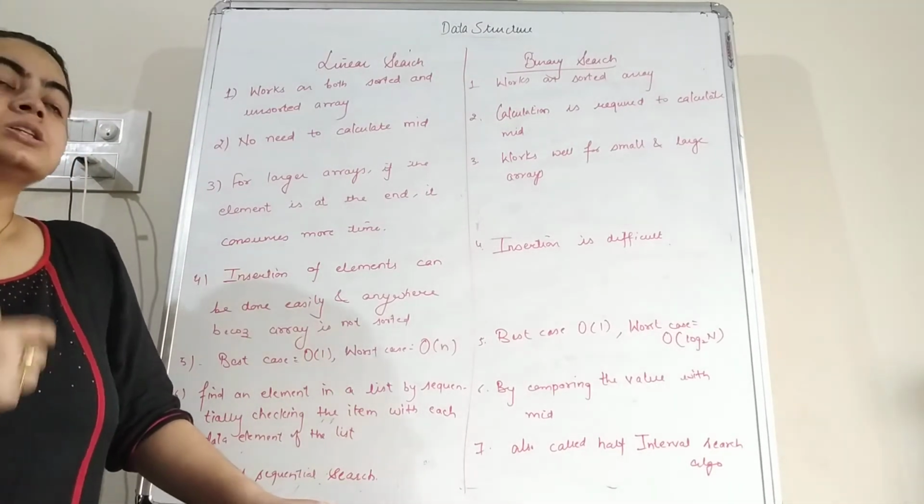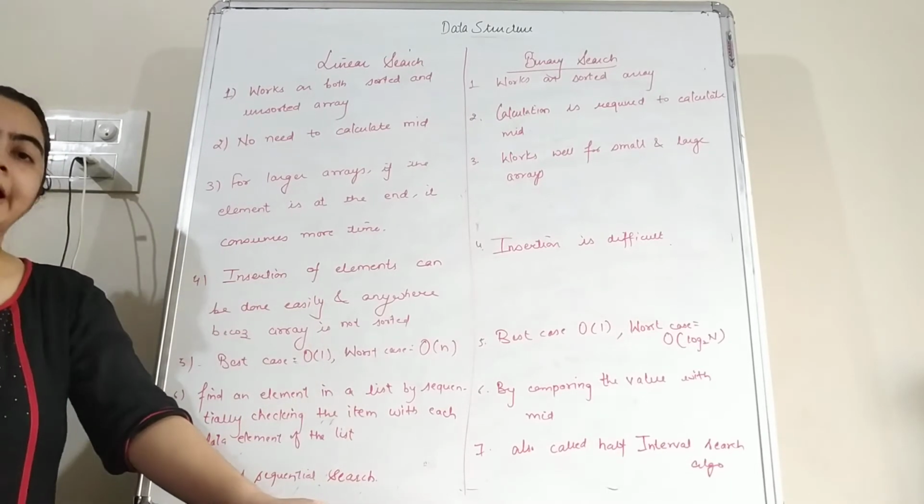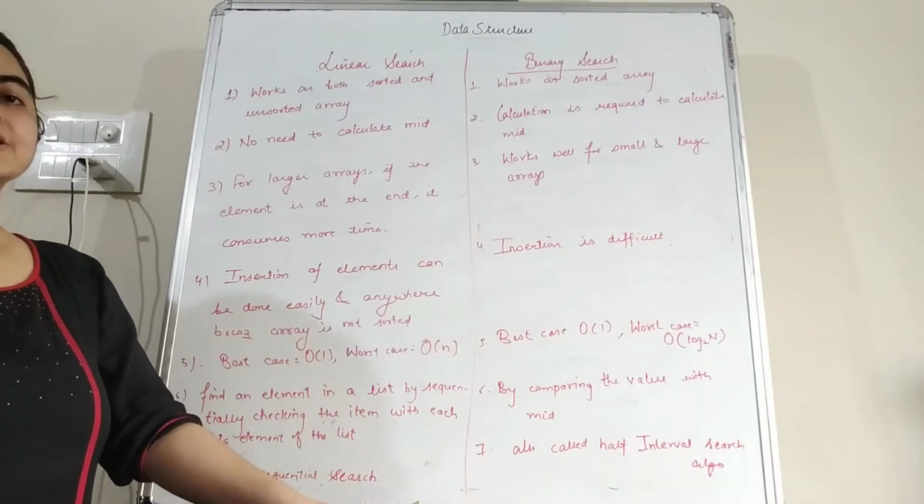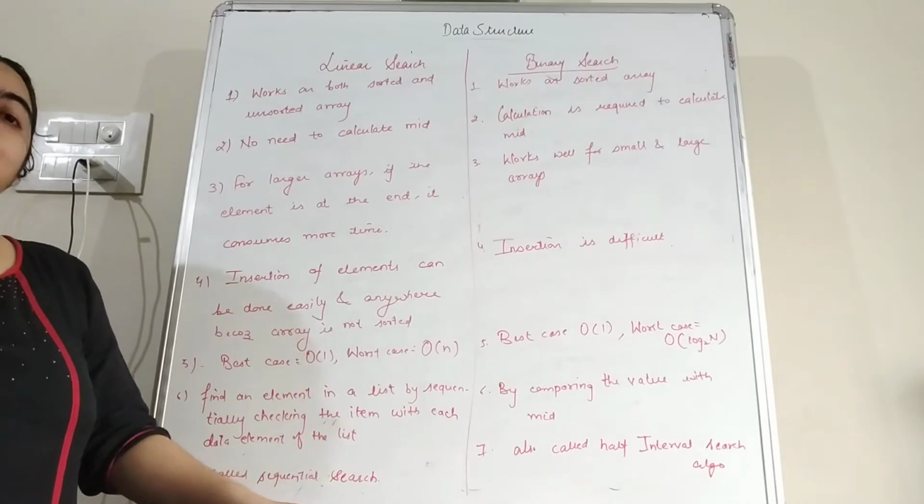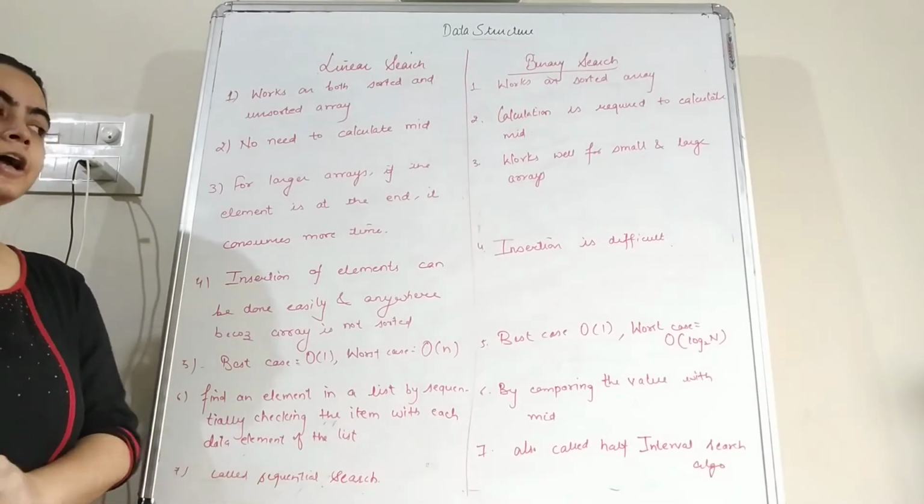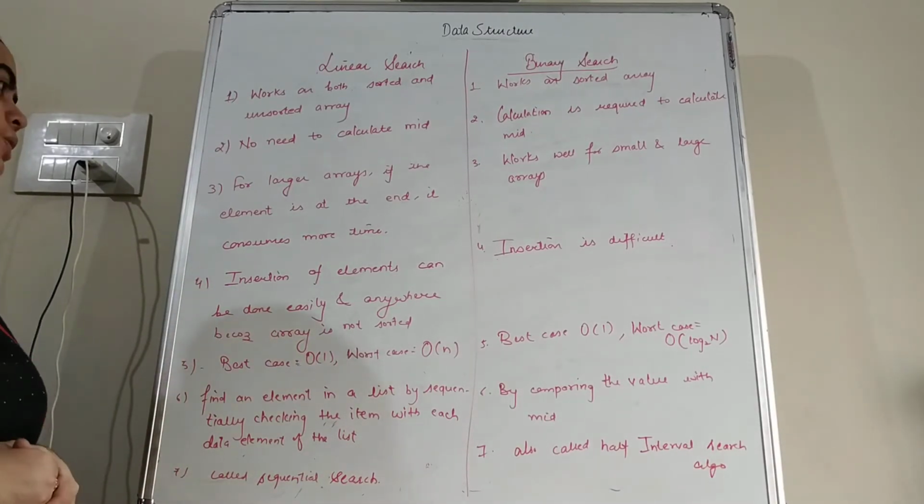Next one is, insertion is easy and can be done anywhere in the array. Why? Because the data element which we are going to insert can be inserted anywhere, as the array is not a sorted array. But in case of binary search, the array is a sorted array. That means we have to apply the sorting algorithm if we are going to insert any element into the array, and only after applying the sorting algorithm can we apply the insertion algorithm.